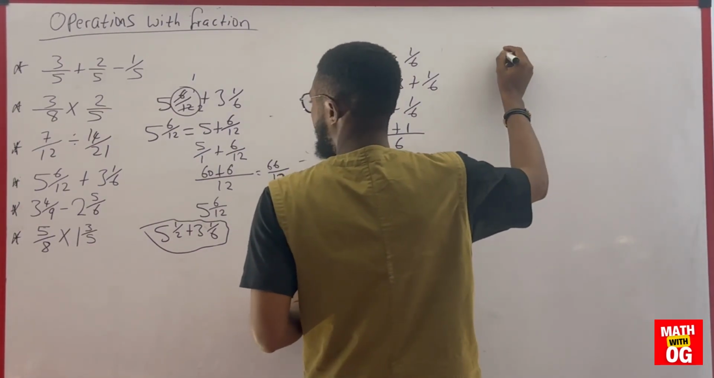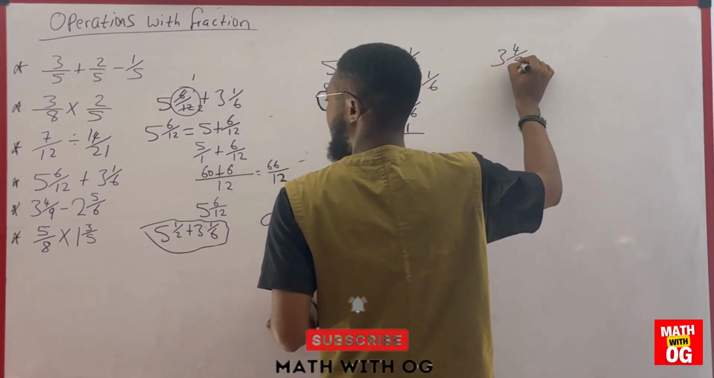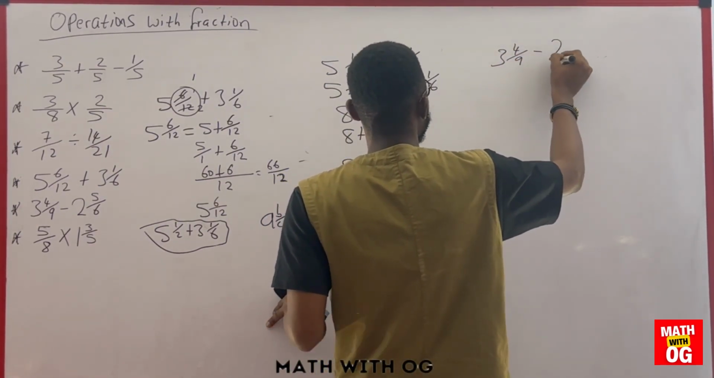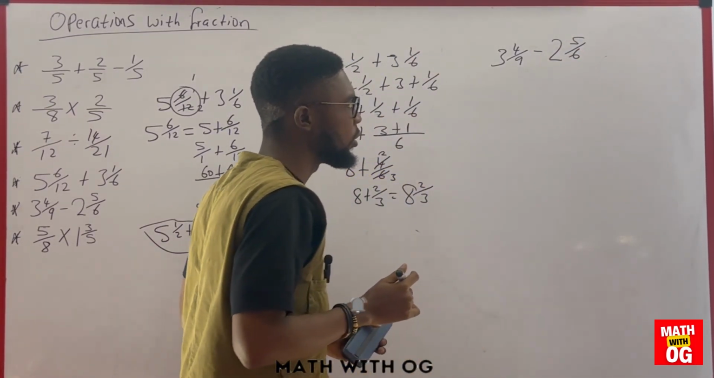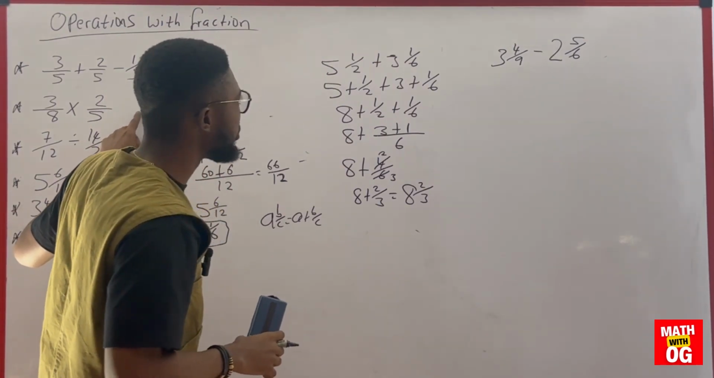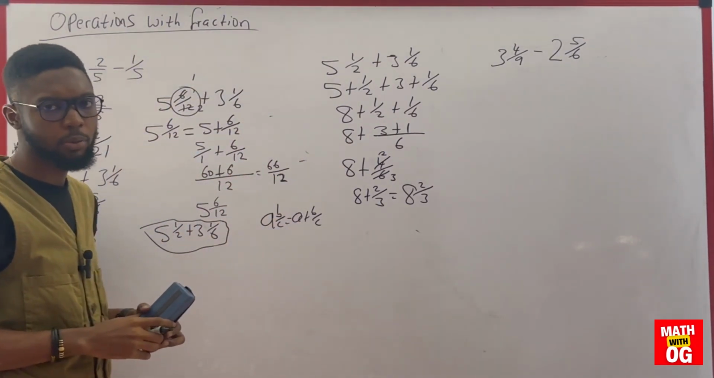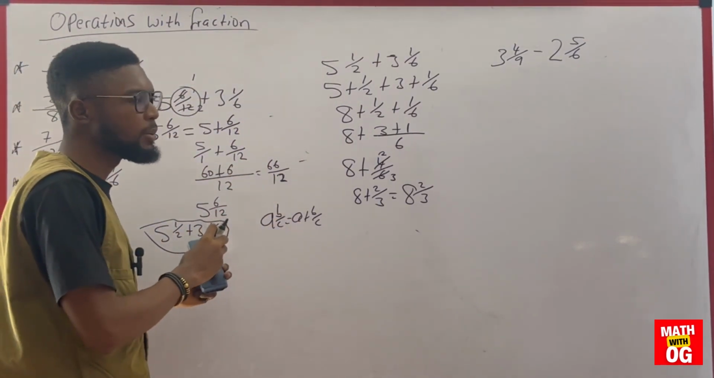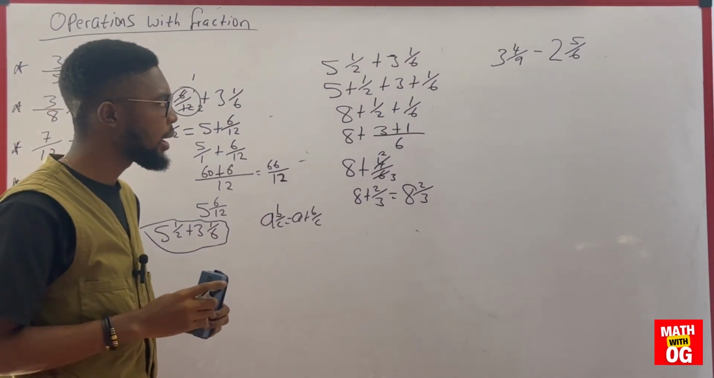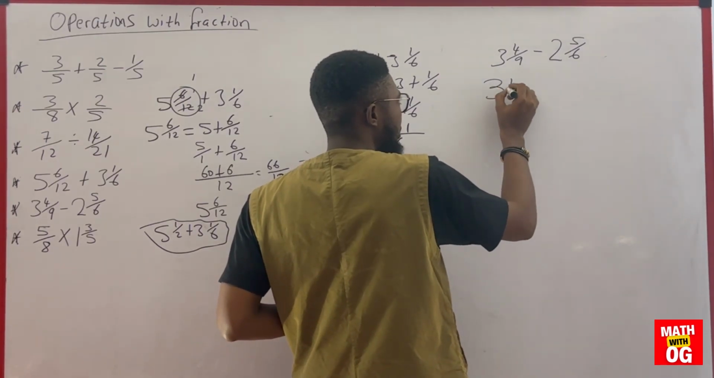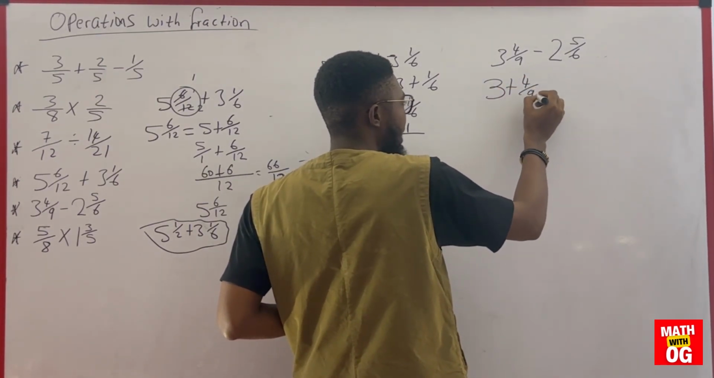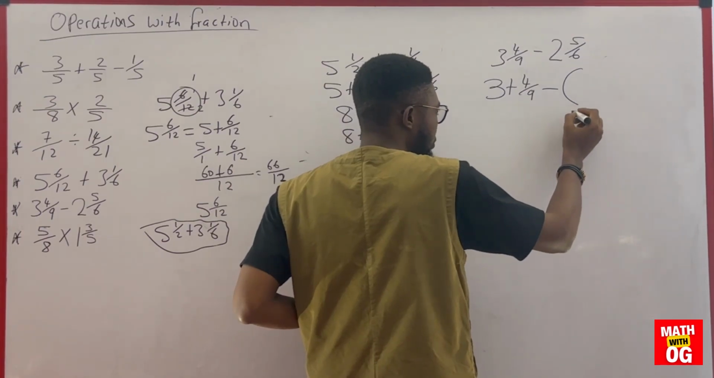We are given 3 whole number 4 over 9 minus 2 whole number 5 over 6 to solve. Now I want to follow the same approach by not changing to improper fraction. Now this is the same thing as 3 plus 4 over 9 minus, remember to open your bracket.